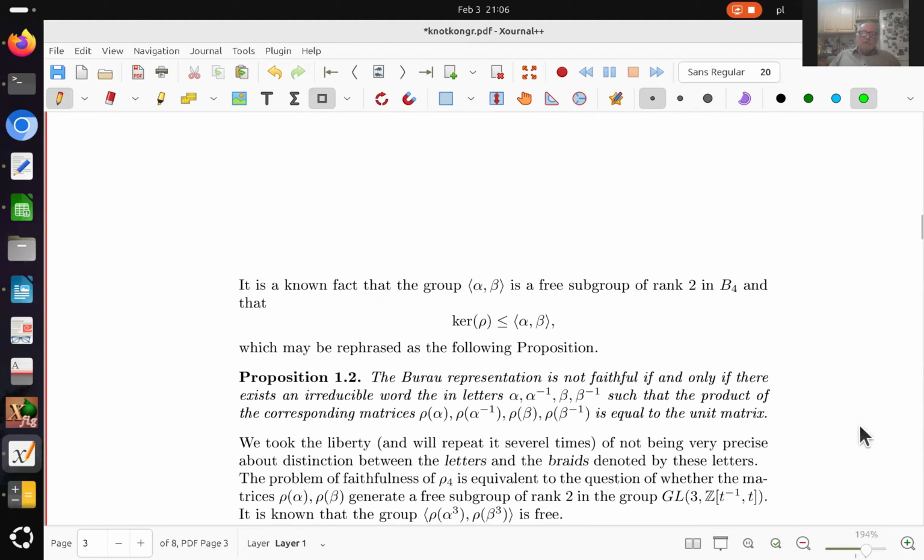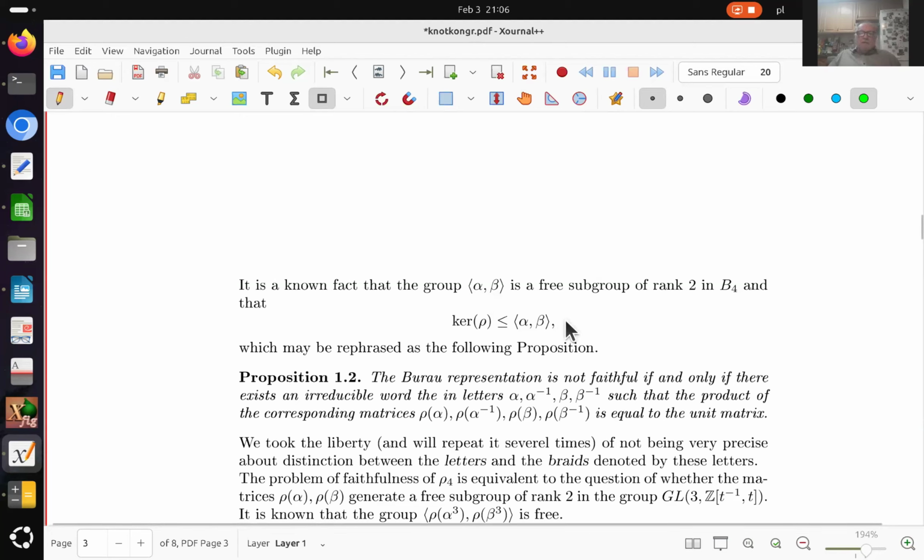And another piece of information well known is that the kernel of the Burau representation for n equal to 4 is contained in this free subgroup, which means that if you look for a non-trivial element in the kernel, you just need to check elements in this subgroup, elements that are written as products of alpha and beta and alpha inverse and beta inverse, and you won't miss anything. And since the group is free, it's very easy to write all of them.